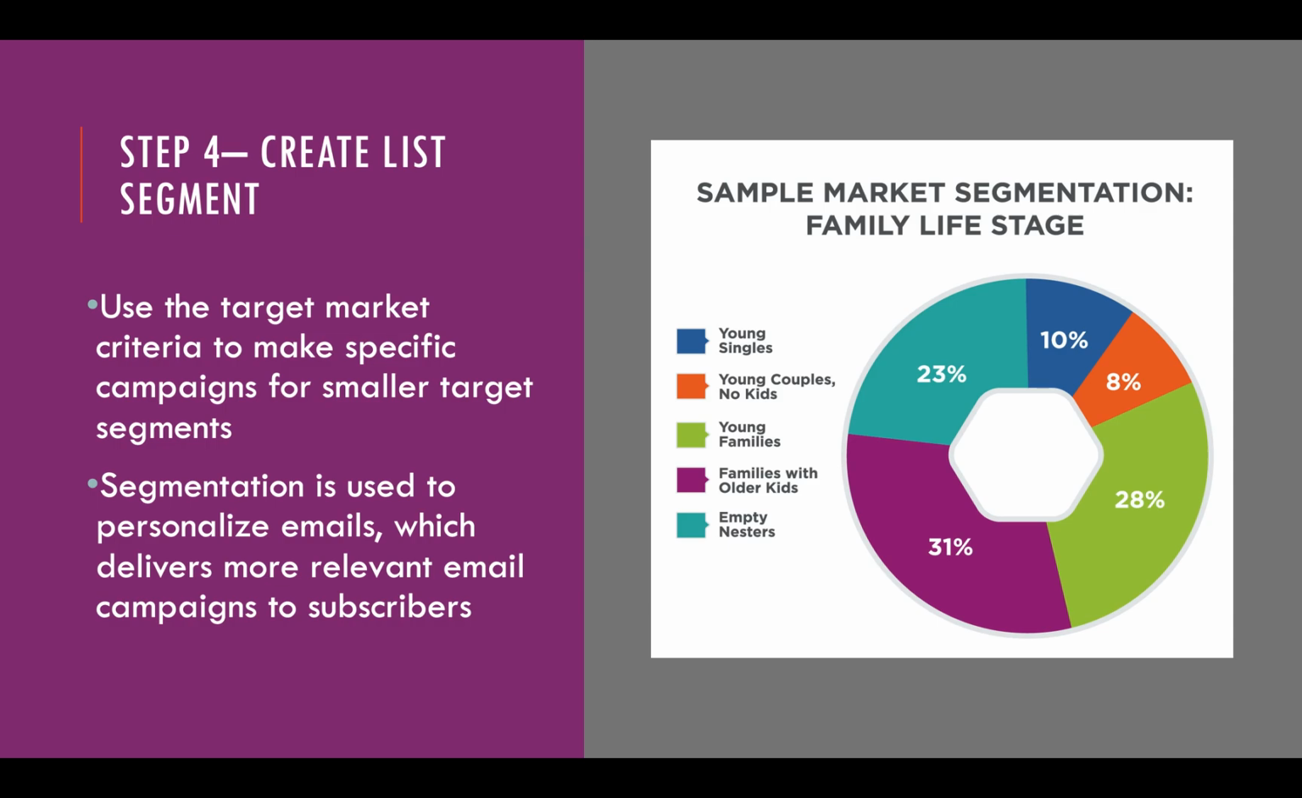Step 4 would be to create a list or a list of segments. So you would use the target market criteria to make specific campaigns for smaller target segments. Segmentation is used to personalize emails, which delivers more relevant email campaigns to subscribers.